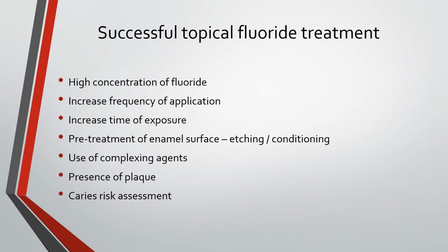So to have a successful fluoride treatment, we have to have a high concentration of fluoride. So any product that we use must have a high concentration of fluoride. We have to increase the frequency of application, so we have to apply more frequently. We have to increase the time of exposure, so each time you apply, the time the enamel is in contact with the fluoride has to be high. If we can do a pre-treatment of the enamel surface like etching or conditioning, the fluoride uptake is higher and deeper. And we can also use a complexing agent with the fluoride. We cannot apply a pure fluoride to the tooth, so if we can complex it with some metals like aluminum or stannous, the fluoride uptake is much better.